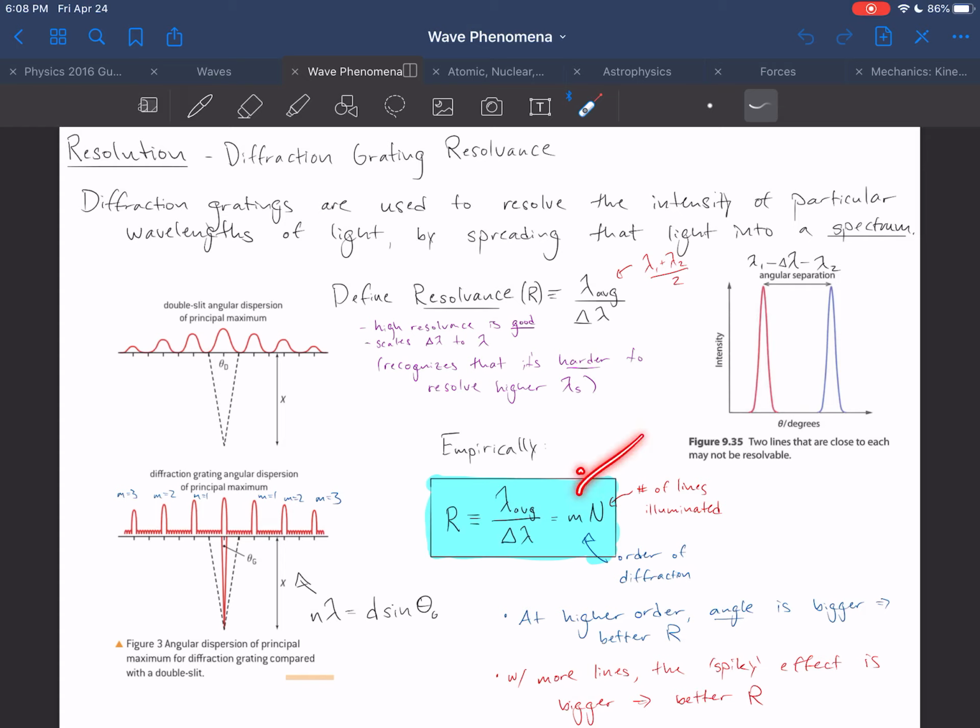And this equation can be derived, but in the IB, you just need to be able to plug and chug with this particular equation and to understand what the resolvance is for, so what it means and how it characterizes the diffraction grating.